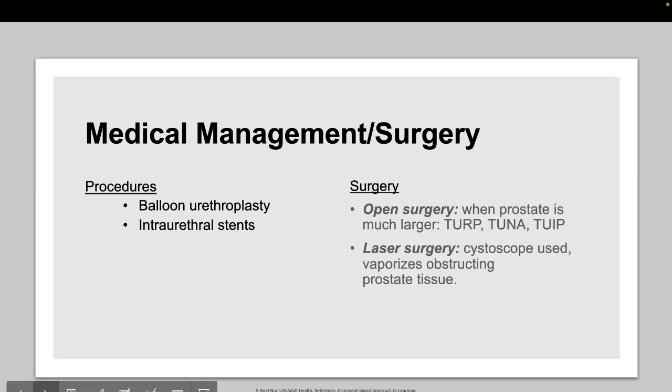And so basically what they're doing is going in and vaporizing the prostate tissue that's obstructing. And they can also choose to do an open surgery, which just really means they're doing an abdominal incision. And there's a couple of different surgeries. TURP, which is a transurethral resection of the prostate. This is the surgery that is most often done.